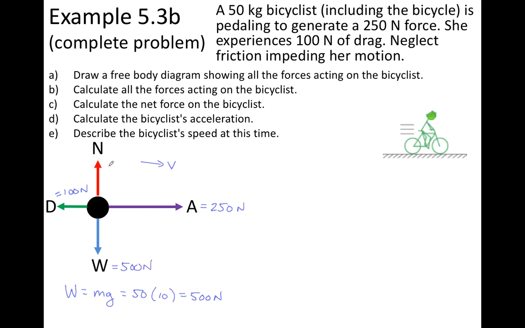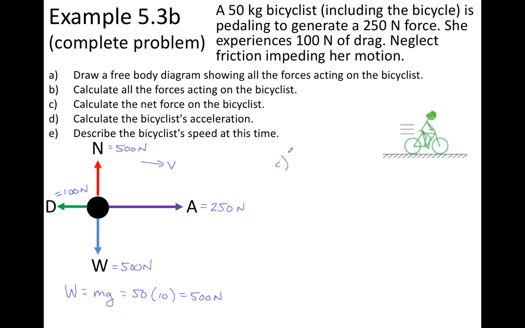The bicyclist does not experience any motion up or down. In the y direction, the bicyclist is at rest. For the bicyclist to be at rest in the y direction, the forces in the y direction have to be balanced. So the normal force is going to have a magnitude of 500 newtons so that it can balance the 500 newtons acting downwards, resulting in no motion vertically.